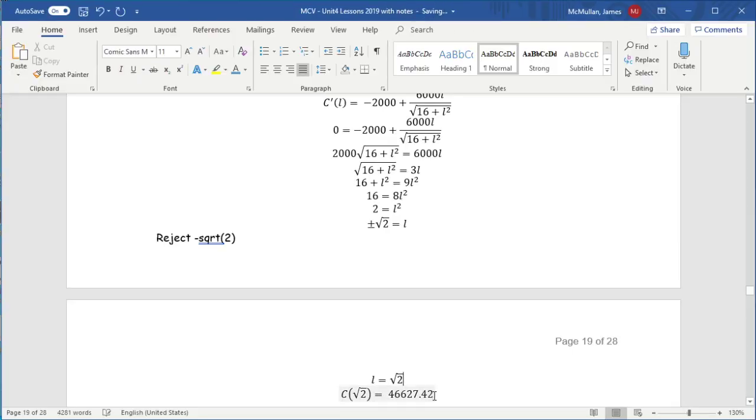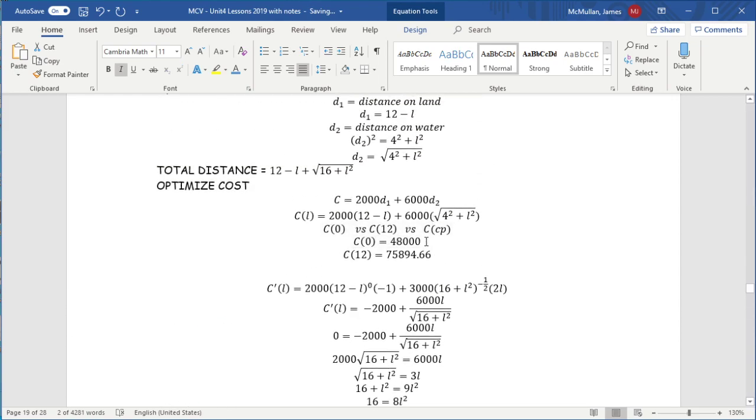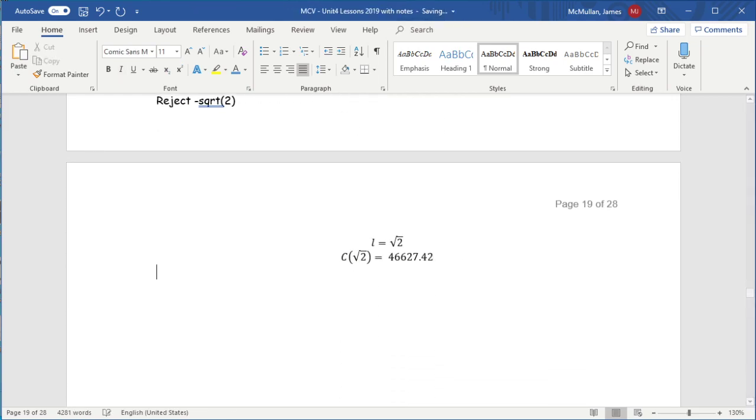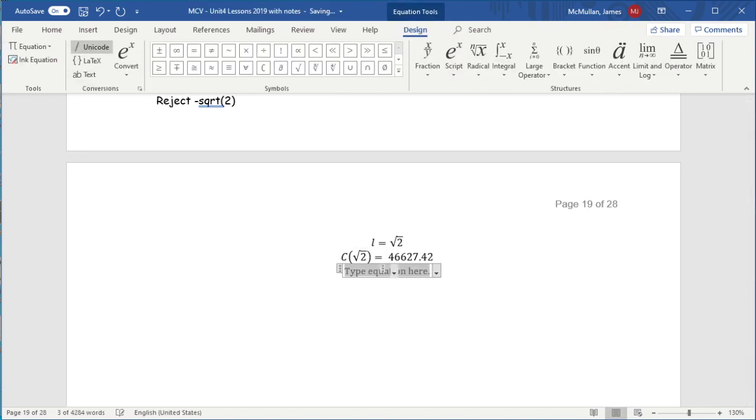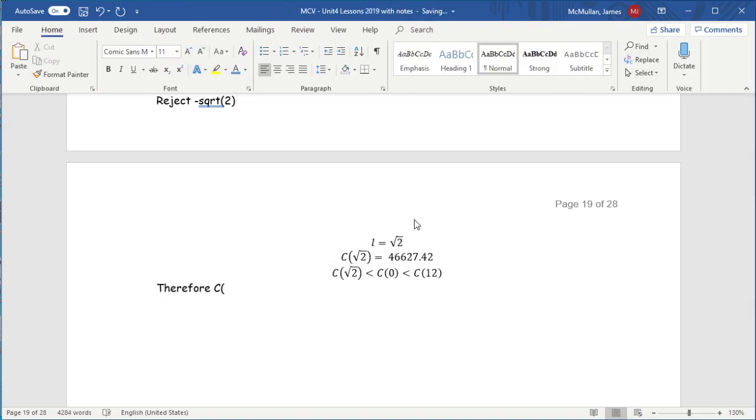Which you can see is slightly lower than the other options, right? So it's lower than 48,000. So let's write again: C of root 2 is less than C of 0, which is less than C of 12. Therefore, C of root 2 is the absolute min. So that is the absolute minimum cost.